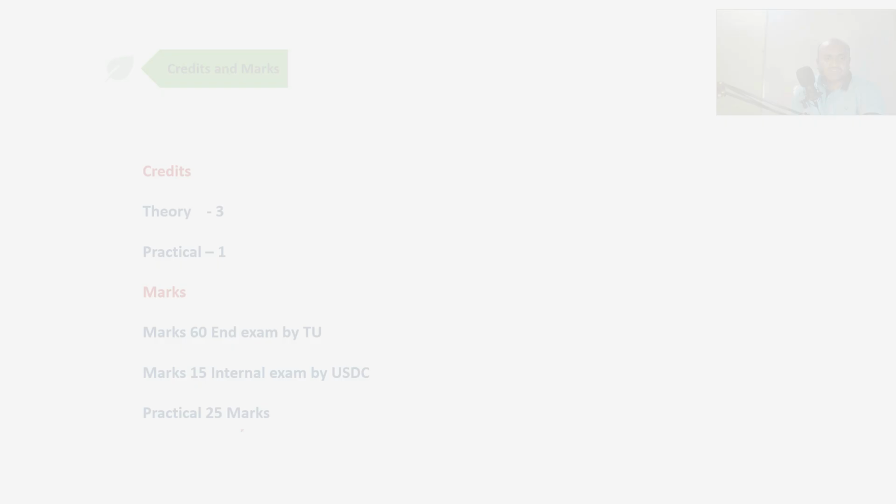Coming to the credits, this is also familiar to you. Totally, this is a 4 credited subject. Theory includes 3 credits and practicals include 1 credit. Total end examination marks are 60, which are conducted by Telangana University at the end examinations, and internal marks are 15, which will be conducted by that particular college, and practicals are 25 marks.